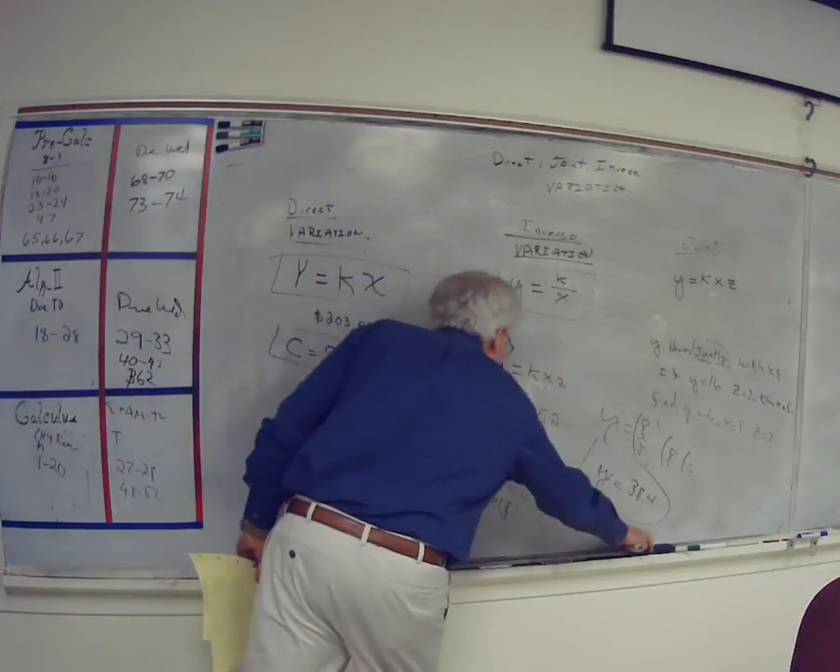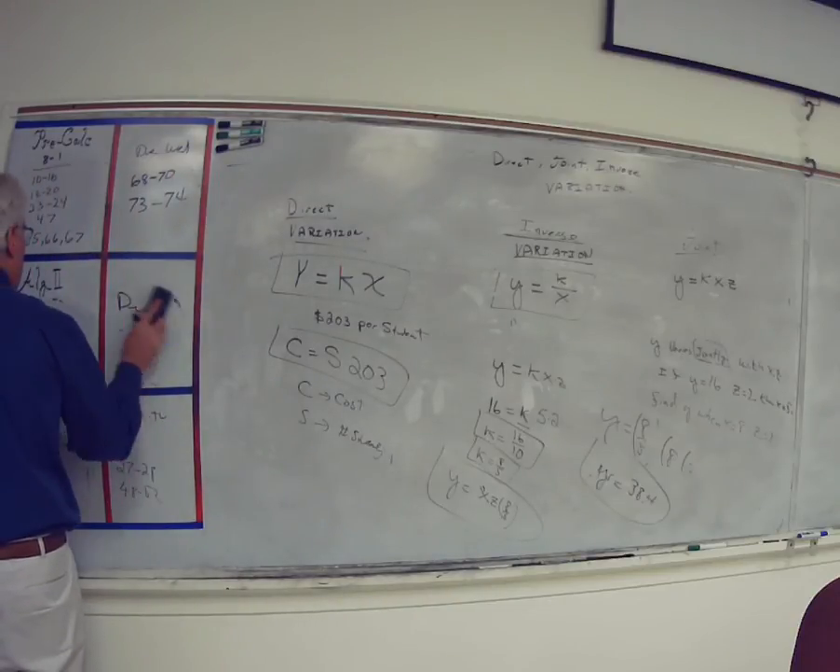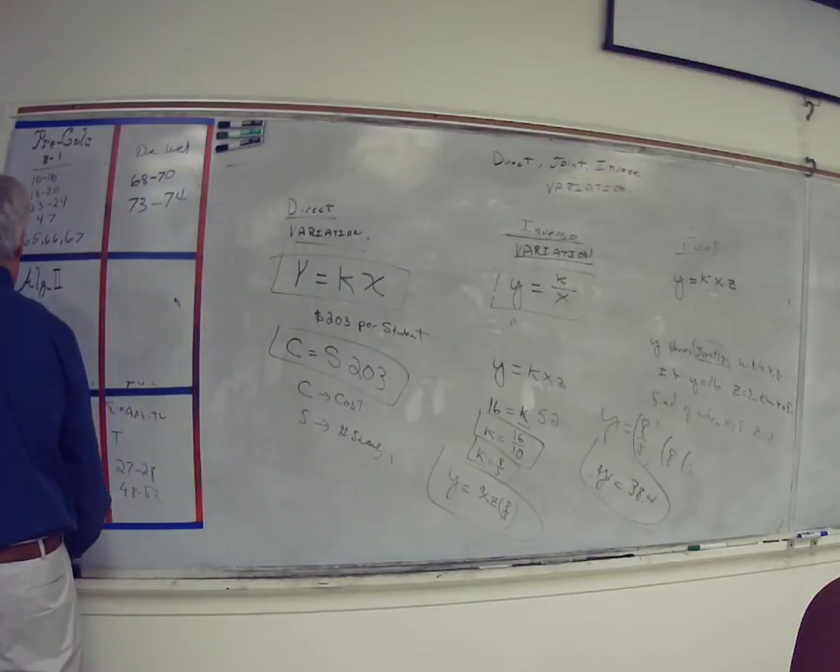This is chapter 8, section 4. We're going to do 8 through 12, 54, 56, 58, and the bonus is 52.